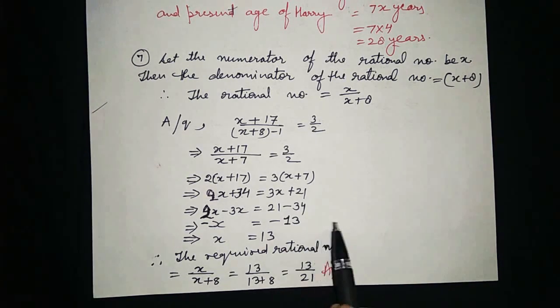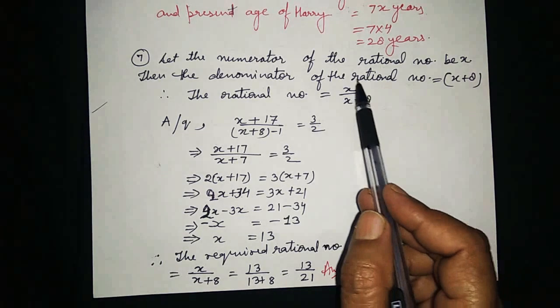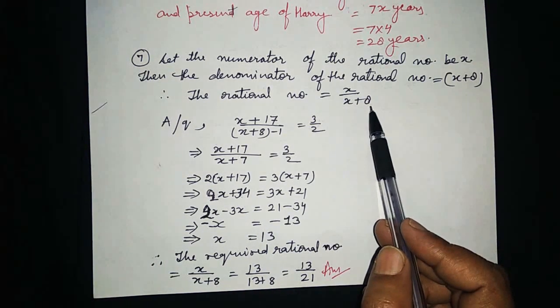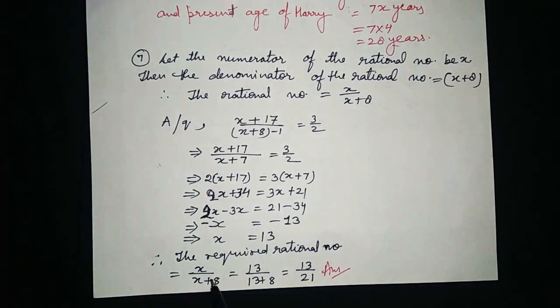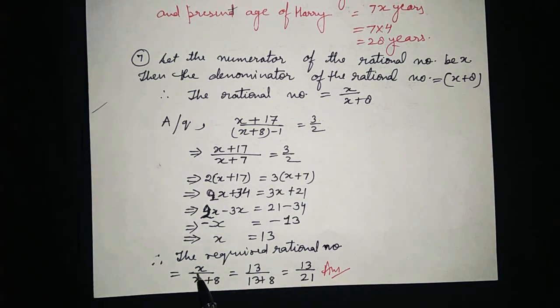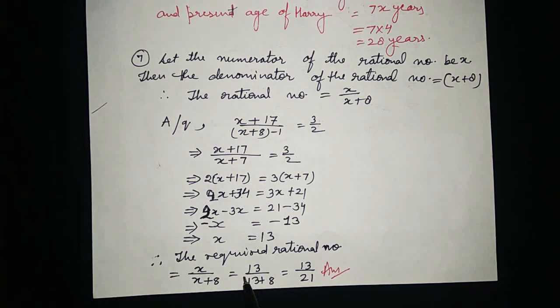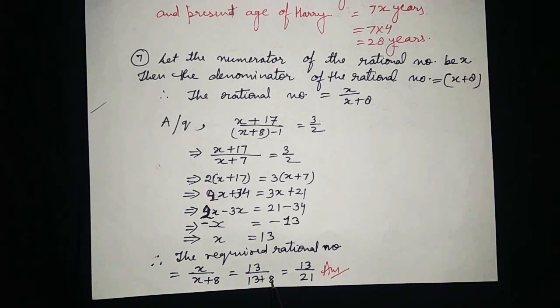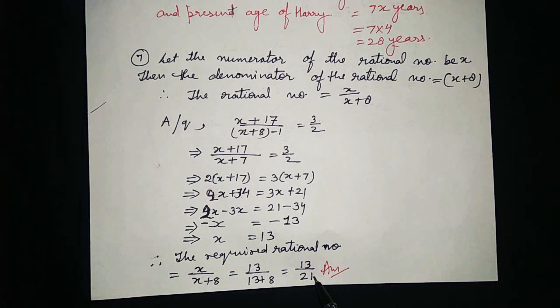To find that rational number, this x is equal to 13. Where will we put it? Here, in x upon x plus 8. After putting x equal to 13 in x upon x plus 8, it is 13 upon 13 plus 8. After solving it, we get 13 upon 21.